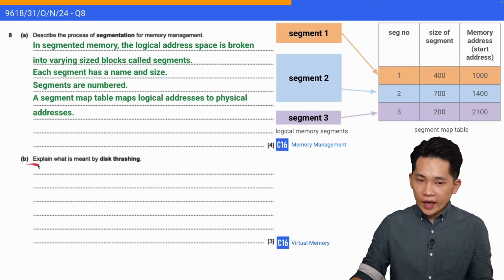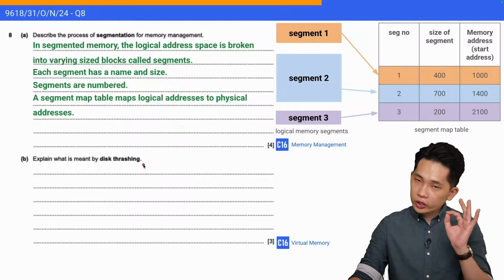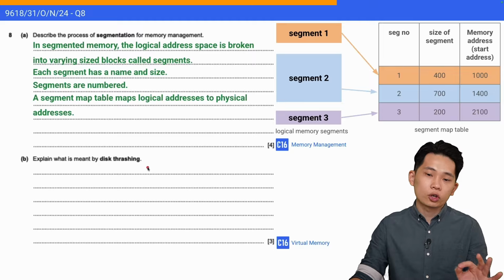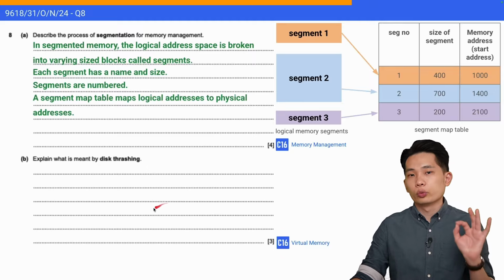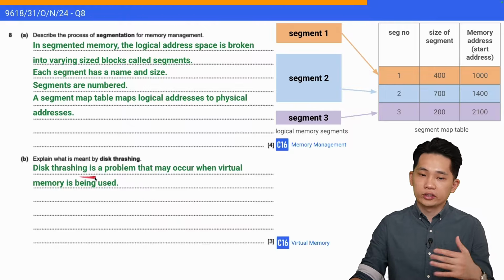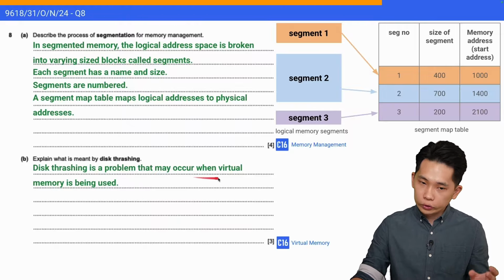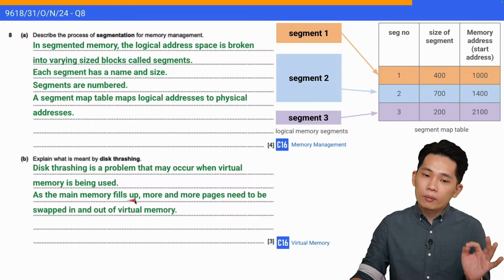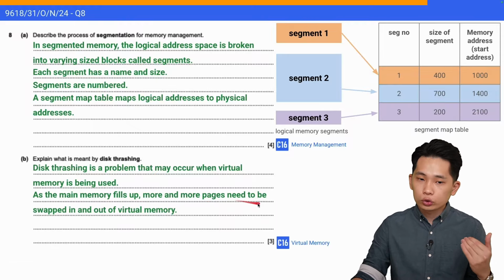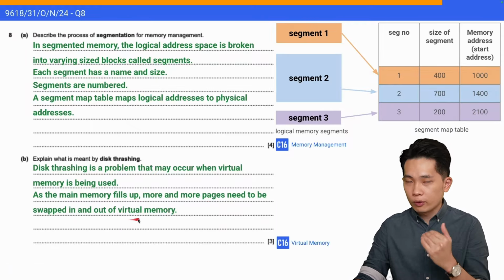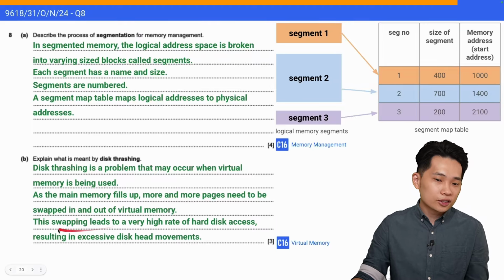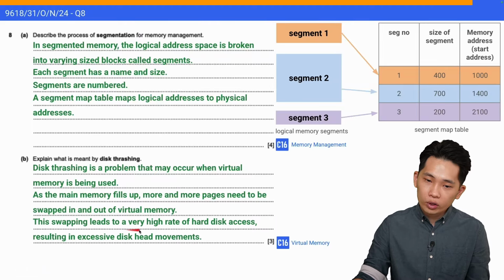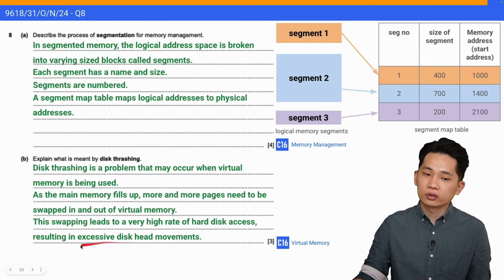For B, explain what is meant by thrashing. When we talk about thrashing, it will be related to the topic of virtual memory. So we can write thrashing is a problem that may occur when virtual memory is being used. As the main memory fills up, more and more pages need to be swapped in and out of virtual memory. And the result will be this swapping leads to a very high rate of hard disk access, resulting in excessive disk head movements.